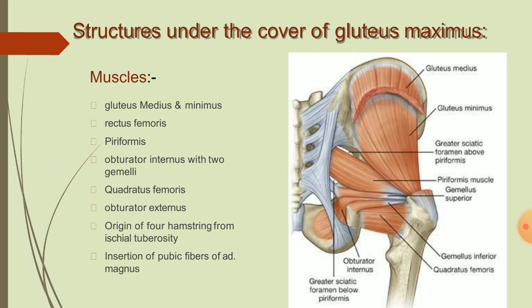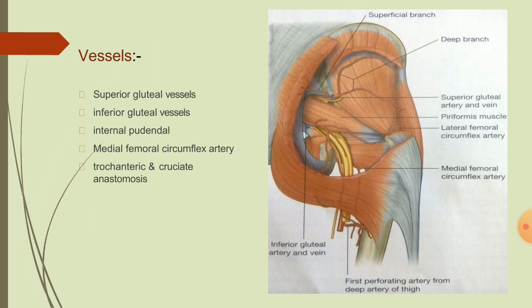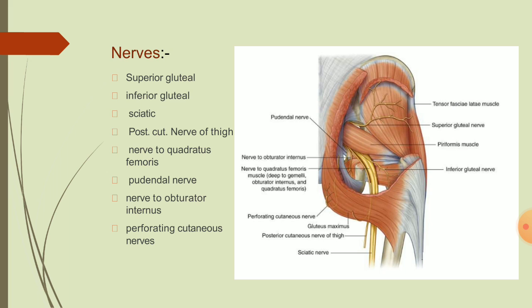Origin of the four hamstrings from the ischial tuberosity. Insertion of the pubic fibers of adductor magnus. The vessels include the superior gluteal vessels, inferior gluteal vessels, internal pudendal, medial femoral circumflex artery, and trochanteric and cruciate anastomosis. Nerves are the superior gluteal nerve, inferior gluteal nerve, sciatic nerve, posterior cutaneous nerve of the thigh, nerve to quadratus femoris, pudendal nerve, nerve to obturator internus, and the perforating cutaneous nerves.